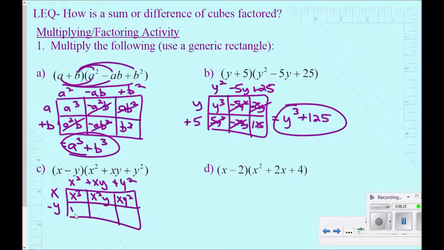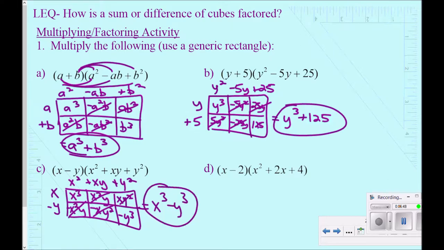Negative y times x squared is negative x squared y. Negative y times xy is negative xy squared. And negative y times y squared is negative y cubed. So when I combine those, the x squared y and the negative x squared y, the xy squared and the negative xy squared cancel, and I'm left with x cubed minus y cubed.